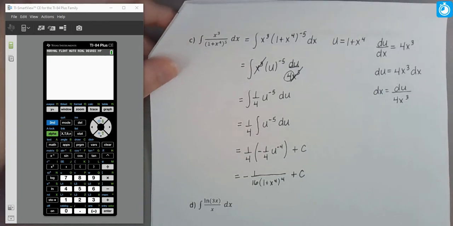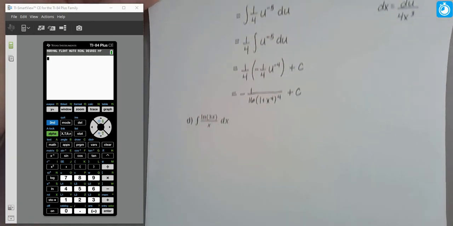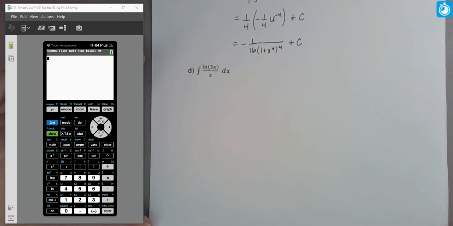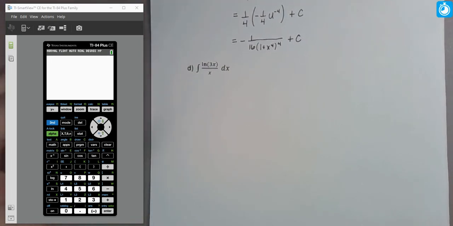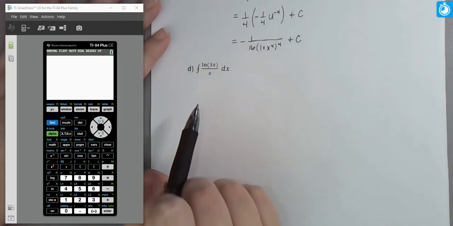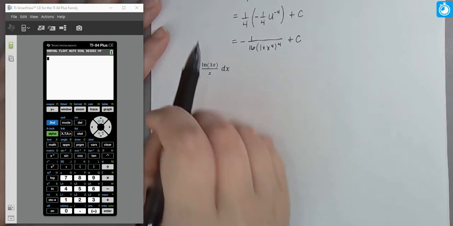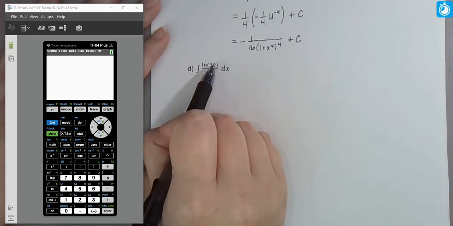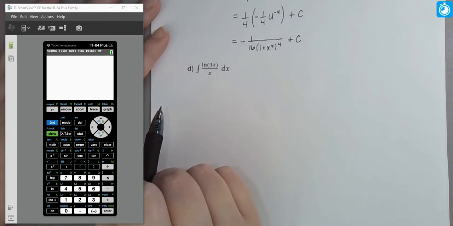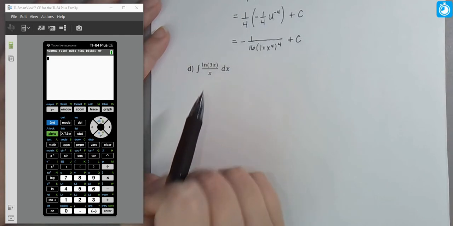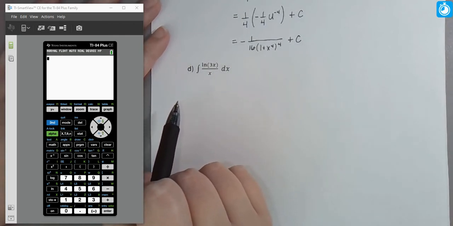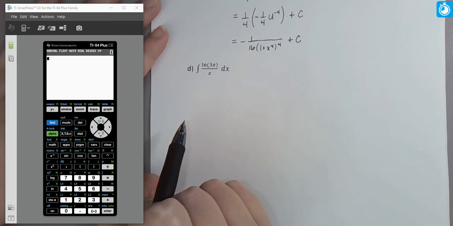Okay, the next one, we're going to have to be a little bit more creative. In terms of an inner function and outer function, we do see an inner function and an outer function, but that is not actually what we're going to differentiate, or substitute for in this case, and then differentiate. So ln of 3x over x differentiated with respect to x. Now I see an inner function and I see an outer function. So that's good. Okay. So normally I would think I'm going to substitute for the 3x because it's an inner function, it's inside of the natural log function.